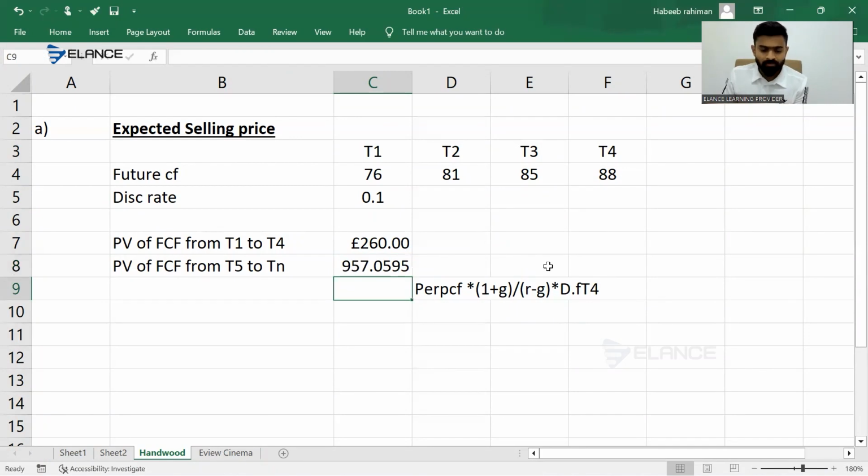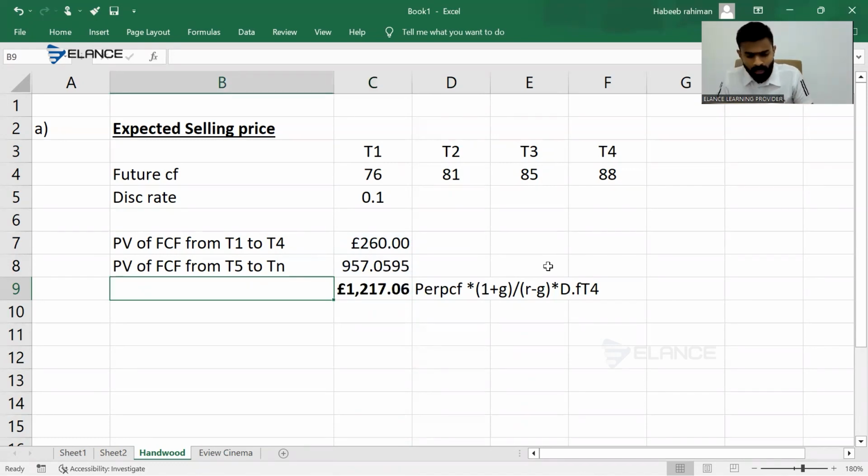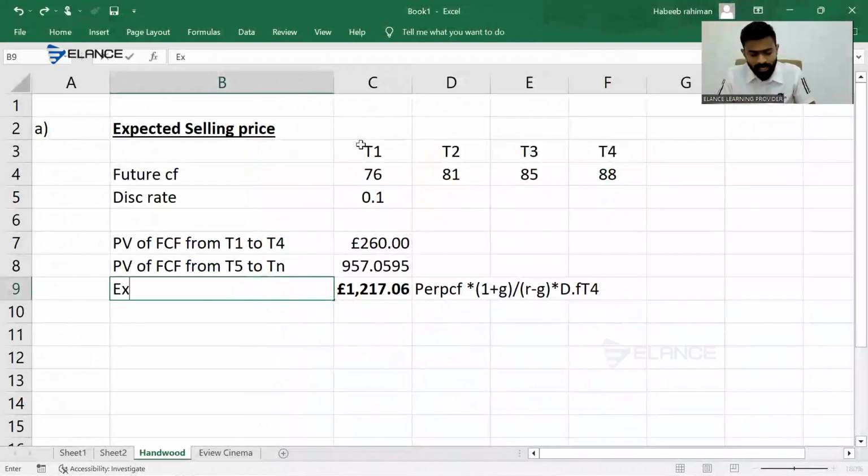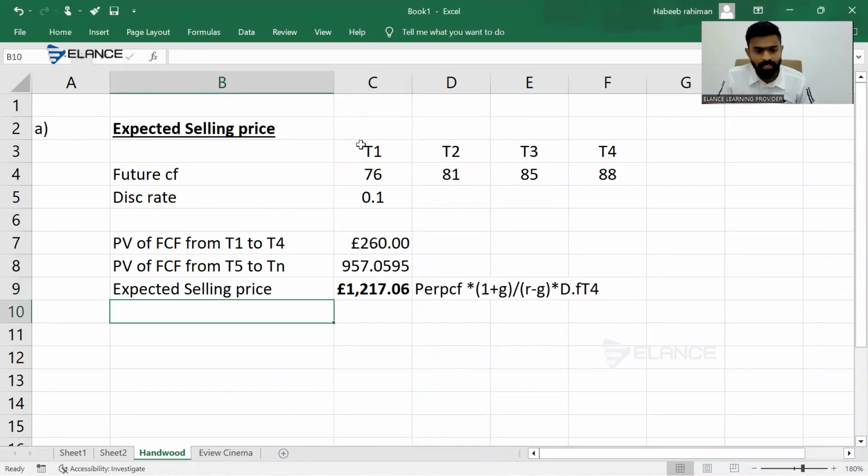Okay, so this is the present value of the infinite cash flows. Adding these two, this is the expected selling price. Are they expecting any premium for this? No, they said just the present value of cash flow. So this is the expected selling price.